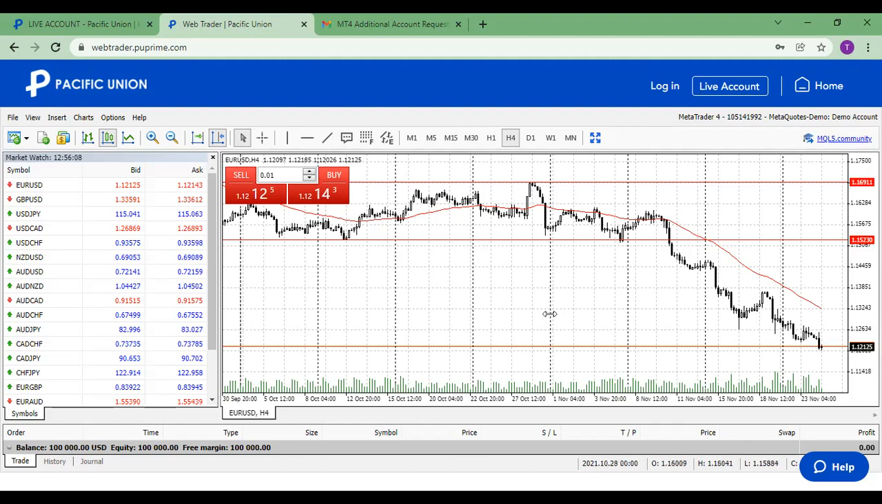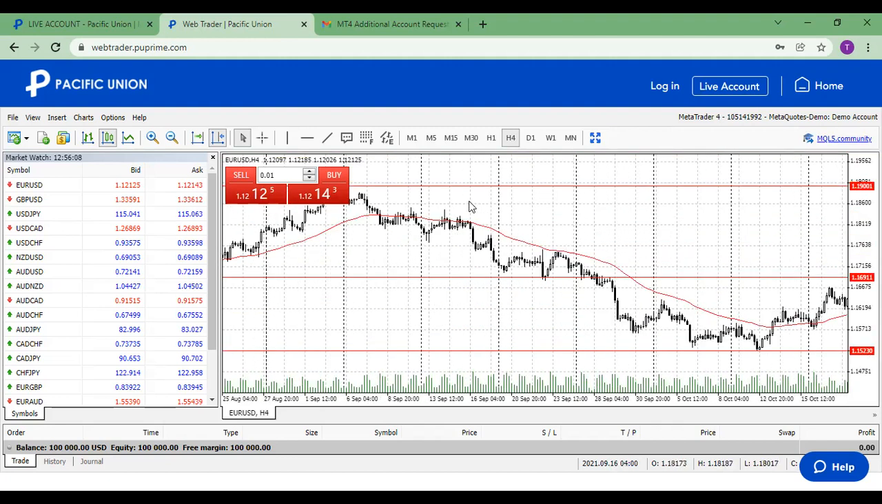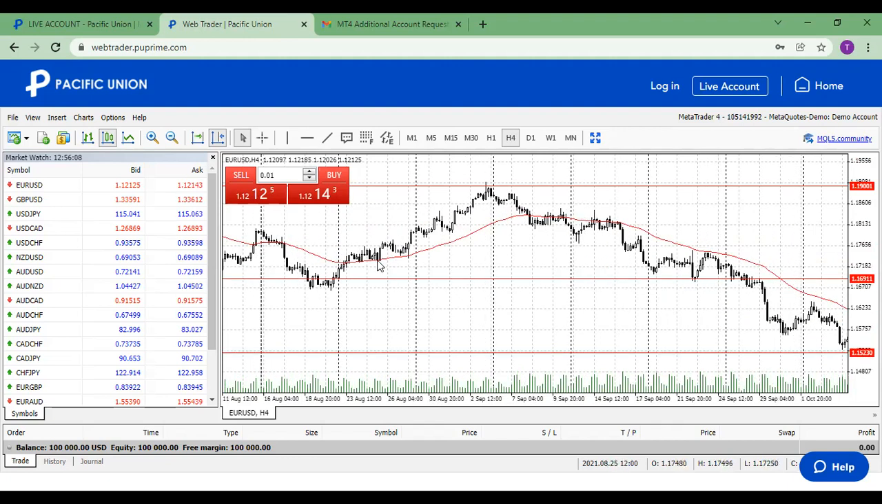At some point, you notice that generally it has acted as resistance. Here, the 50 period exponential moving average served as the support. 1, 2, then it broke through, and now it turns to resistance.